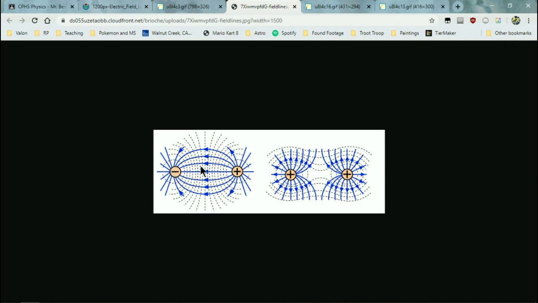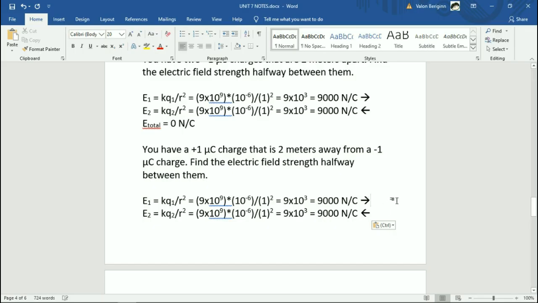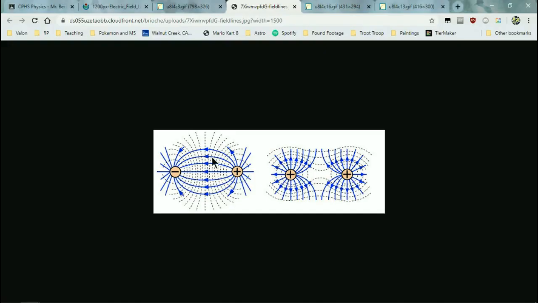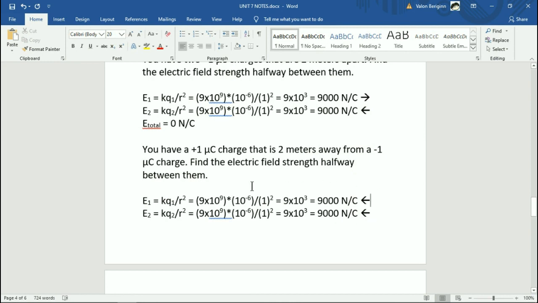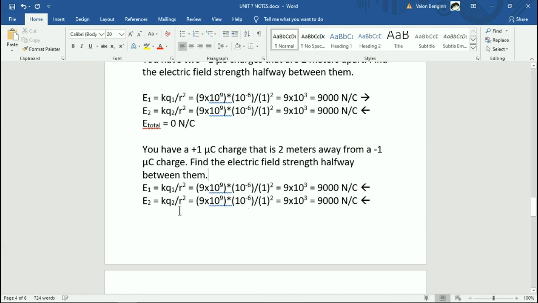So which direction is the field when I'm in the middle? Well, since this is a negative charge, the field is pointing to the left. Now the E2, the positive one, again, I'm here. It's coming out of the positive one, so it's also pushing me to the left. So both of these fields are to the left now, which means, what is my total field?